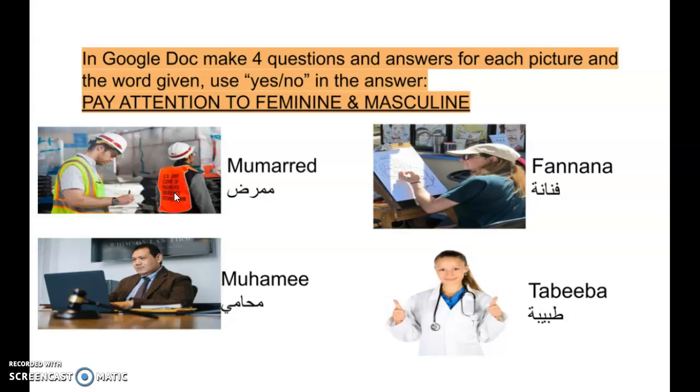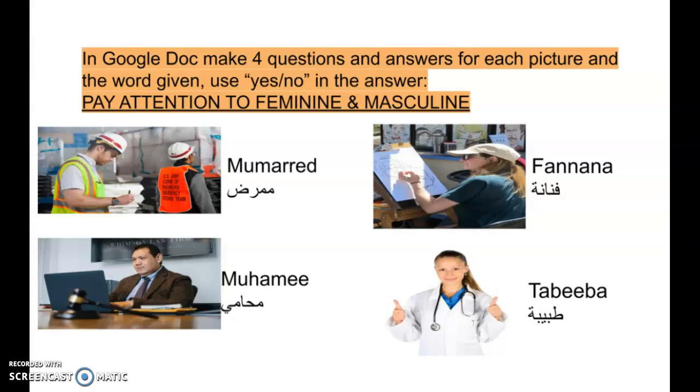هل هي فنانة؟ نعم. هي فنانة. هل هي طبيبة؟ نعم. هي طبيبة. هل هو محامي؟ نعم. هو محامي.